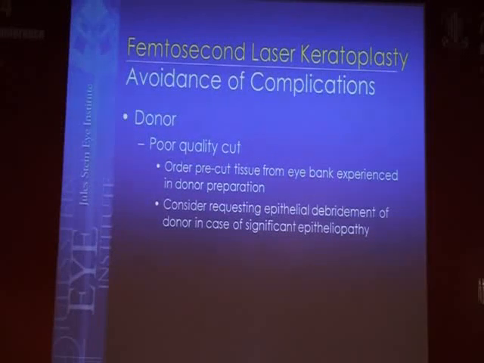As far as poor quality cut, I think the way you can avoid this is by having the eye bank do the cut. If there's a problem, just as with DSEK, it's their responsibility, not yours. Also, I have found that in areas where there's epithelial irregularity, that is often the area where I've had a poor quality cut of the donor cornea. So I often ask the eye bank to debride the epithelium if it's irregular to ensure good quality cut.